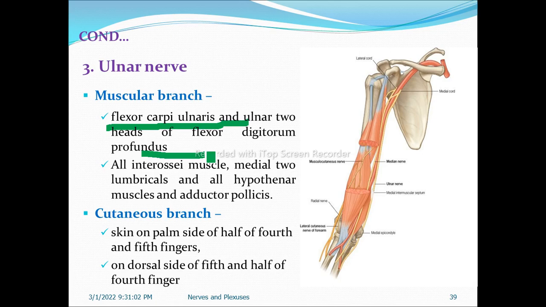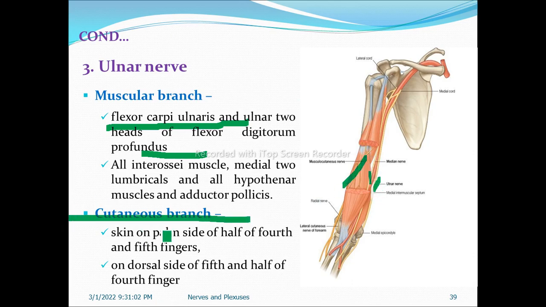And all hypothenar muscles. Hypothenar means the muscles found on the side of the little finger. So all hypothenar muscles and the adductor pollicis muscle are supplied by the muscular branch of the ulnar nerve. So this is the median nerve, this is the ulnar nerve, and this is the musculocutaneous nerve.